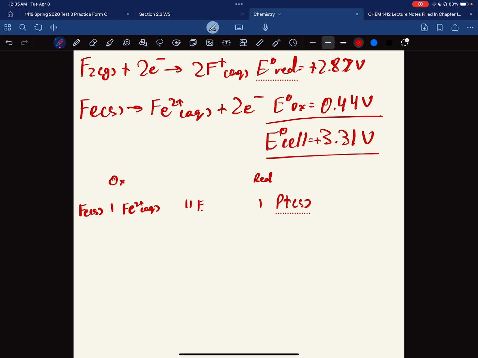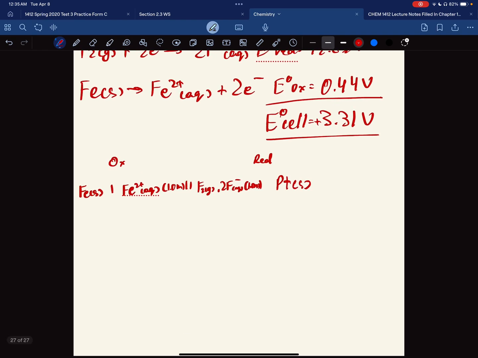And we are going to get fluorine gas, F2, plus 2F- aqueous of standard molarity, which is 1 molar, in the solution. So it's going to be standard molarity over here as well.